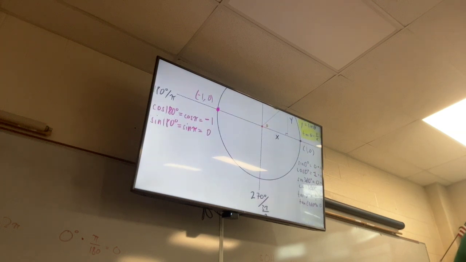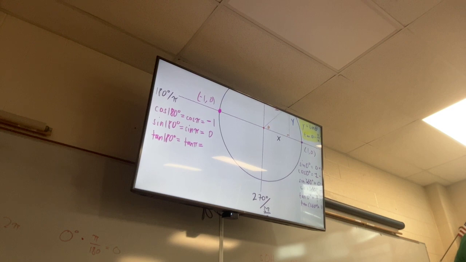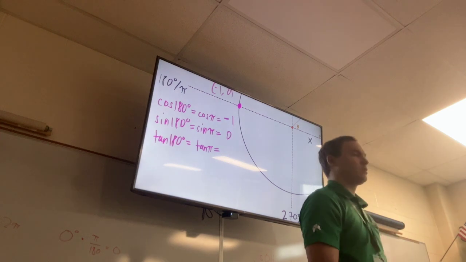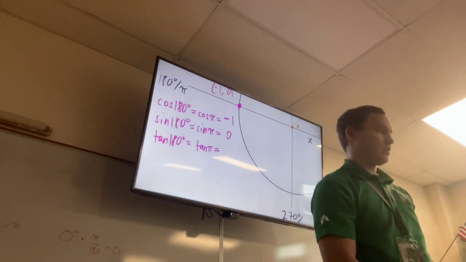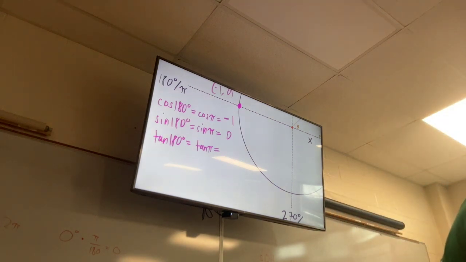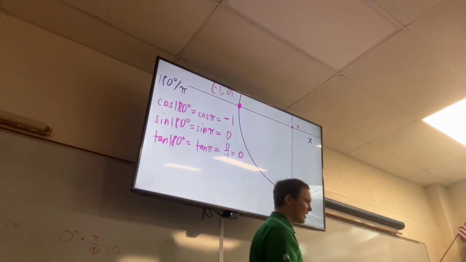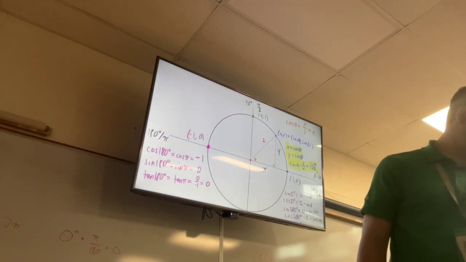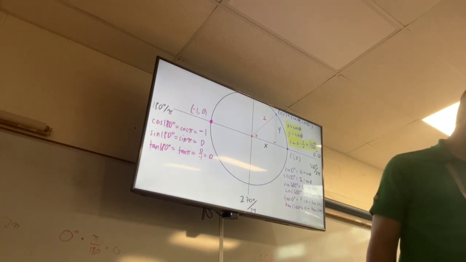And then tangent of 180 degrees, that's the same thing as the tangent of pi. Right? What do I do for that? What's tangent always equal to? Sine over cosine. So 0 over -1, or just 0. This is all brand new, don't worry too much. It'll click eventually. This is a tough topic.